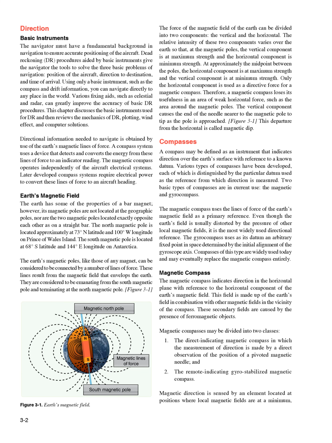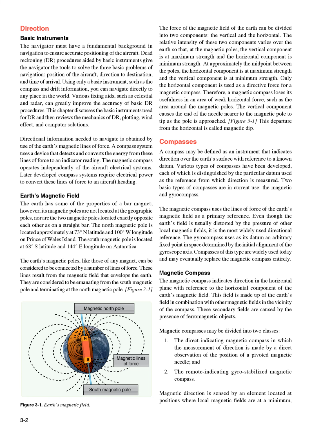Directional information needed to navigate is obtained by use of the Earth's magnetic lines of force. A compass system uses a device that detects and converts the energy from these lines of force to an indicator reading. The magnetic compass operates independently of the aircraft electrical systems. Later developed compass systems require electrical power to convert these lines of force to an aircraft heading.